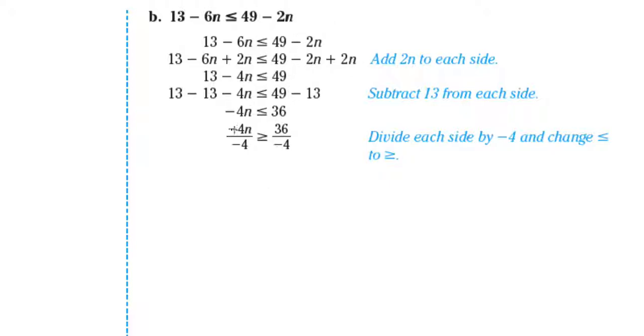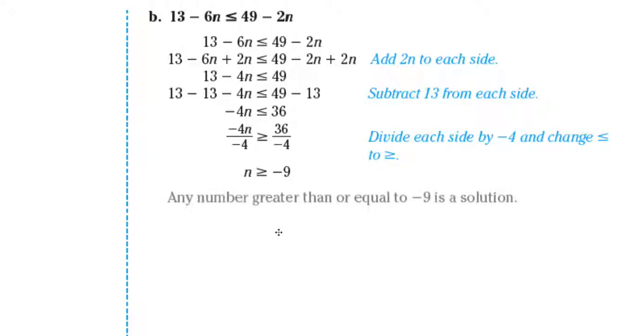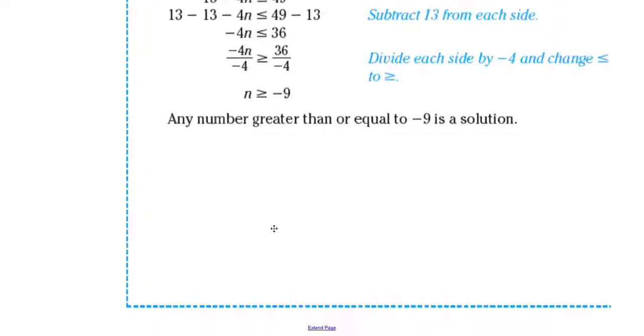Now take a look at this. Since we're dividing both sides by a negative number, look at the inequality. The inequality now reverses. From less than or equal to, it becomes greater than or equal to. Then n is greater than or equal to negative 9. So any number greater than or equal to negative 9 is a solution for this inequality.